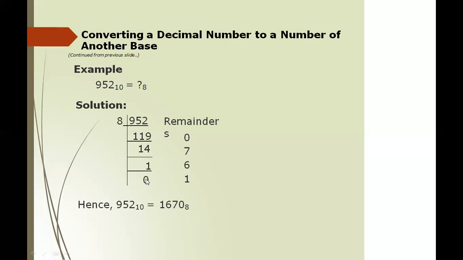And if you want to divide the value 1 by 8, we don't get any discrete value here. That's why the result of the division is 0, and here the remainder is 1. And after getting all these remainders, we take them from the last digit to the first digit. That's here, and we write 1670. And here the base is the octal number system.